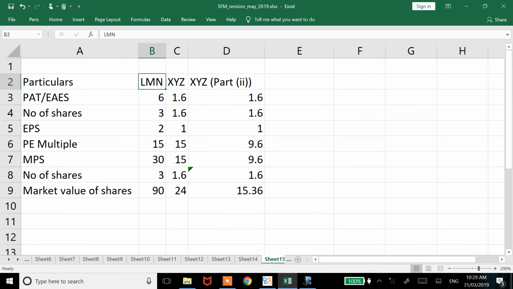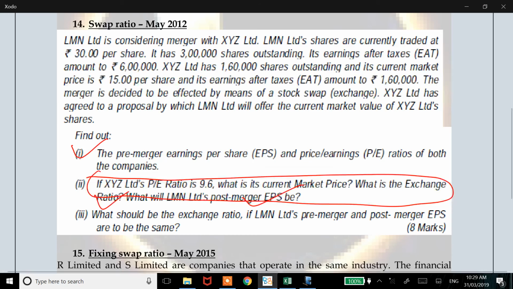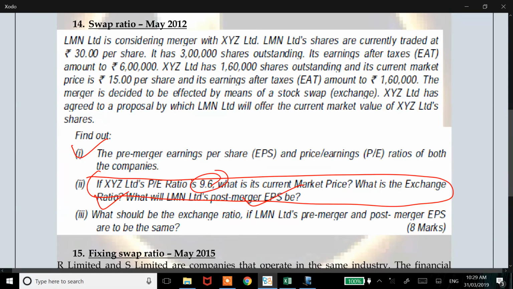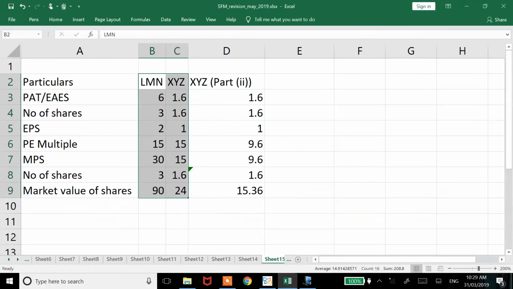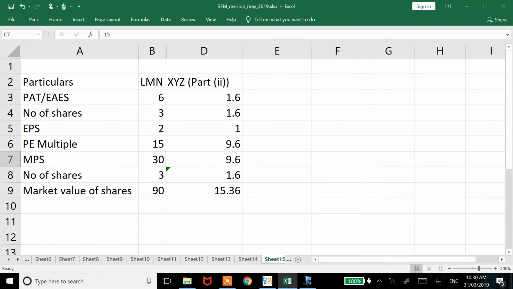Based on that number they want us to do the analysis. Ideally I would do it on these two numbers, but in the second part they have changed the P multiple to 9.6, and the proposal is to do it on the basis of current market value. Market value means your exchange ratio will be based on MPS. If this 9.6 was missing in the question, my exchange ratio would be based on this 30:15. You will swap it and make it 15:30. Because they have changed it in part 2, this original data, which answers part 1 of the question, is of no use beyond that.